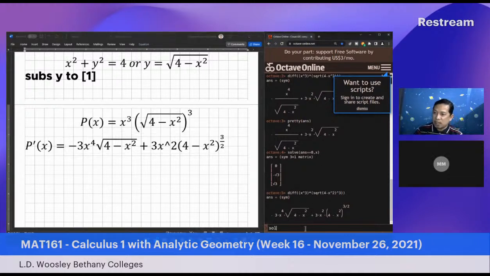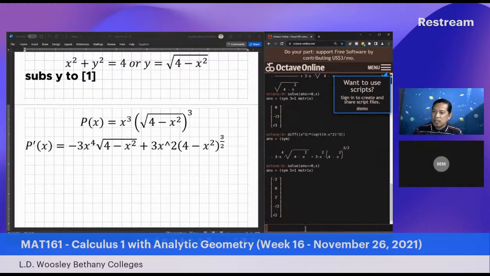Then solve natin yung kay x. Solve such that your answer is equal to 0. Then solve for x. Solve for x for this case. Alright, so that's our command. Here we go. We have a lot of answers.